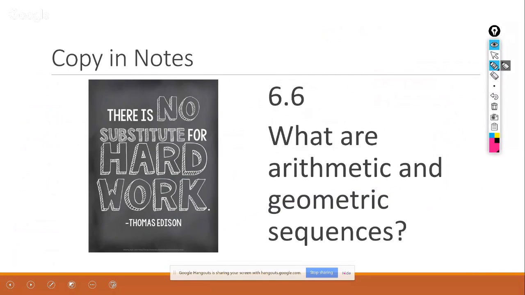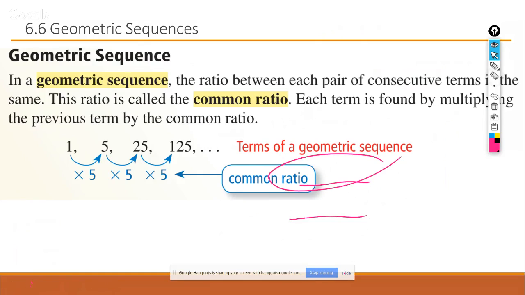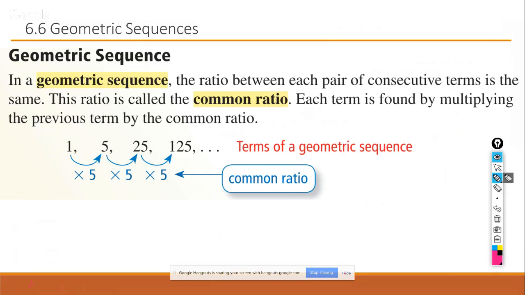So 6.6, what are arithmetic and geometric sequences? You already learned about this one. Go ahead and copy all this stuff down. What this basically says is that if it's multiplying or dividing, it's a geometric sequence. That's pretty much it. So I'll give you a second to write it down.